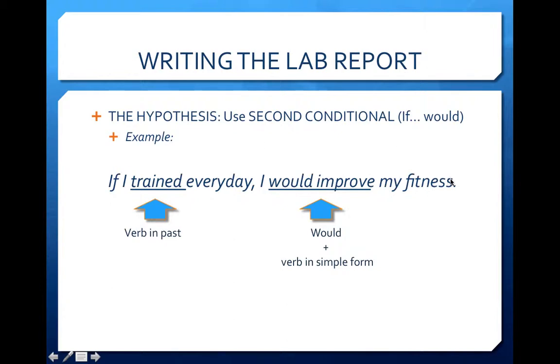As for the result or consequence, you write would and the verb in the simple form. No ed, no ing. The verb as you see in the dictionary. If we translate this verb in Spanish, we say if I trained every day. Si yo entrenara, not past. Si yo entrené is not correct. Si yo entrenara todos los días, mejoraría mi condición física. Keep this in mind.